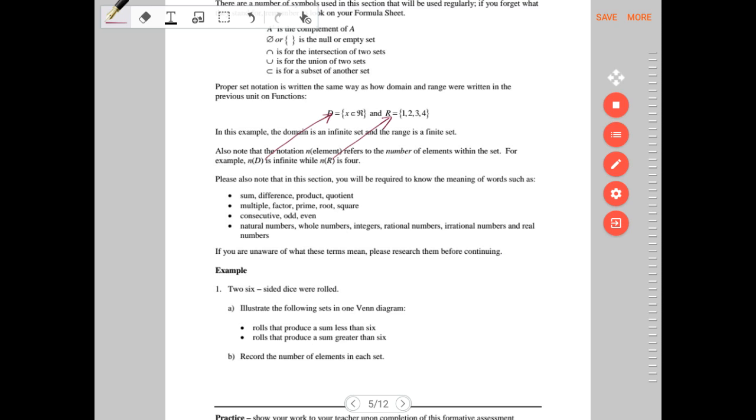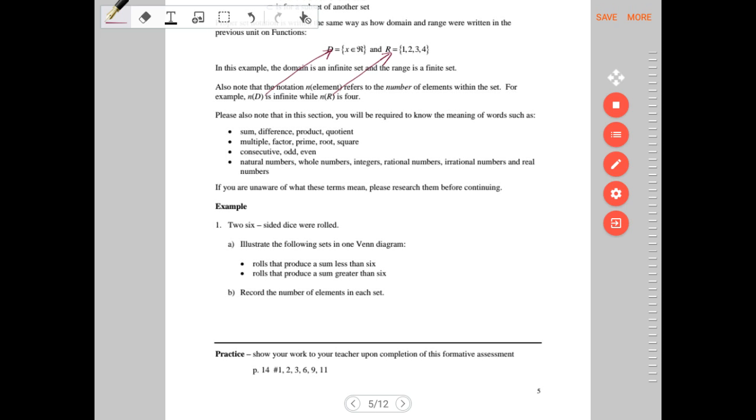Please notice that in this section, you'll be required to know the meanings of words such as sum, difference, product, quotient, multiple, factor, prime, root, square, consecutive, odd, even, natural numbers, wholes, integers, rationals, irrationals, and real numbers. If you are unaware of what these terms mean, please research them before continuing.